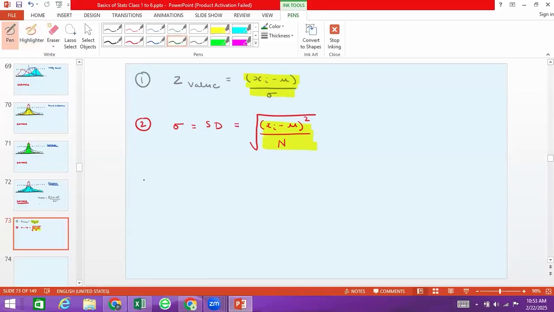Now if you look at the skewness formula, it is the same thing. Xi minus mu, just that this time it is cubed.